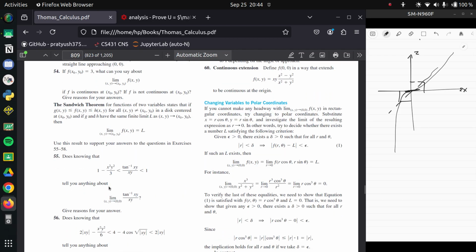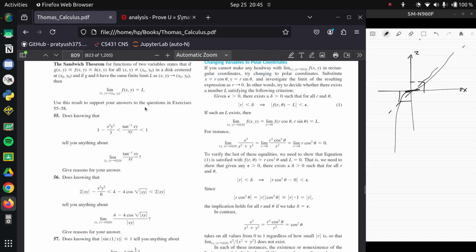Right. Okay, and never mind. Sandwich theorem. We have done this quite a bit. Anyway, supporting answers for the question in these exercises. Just knowing that this happens, does it tell you anything about this?